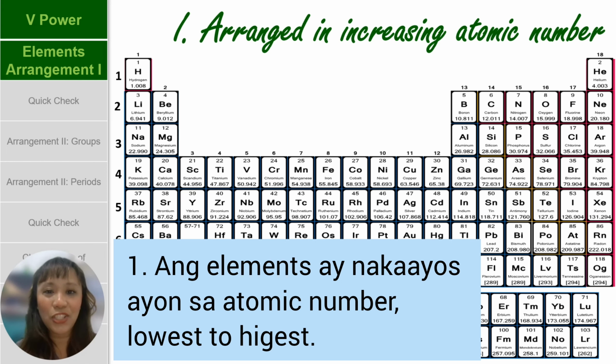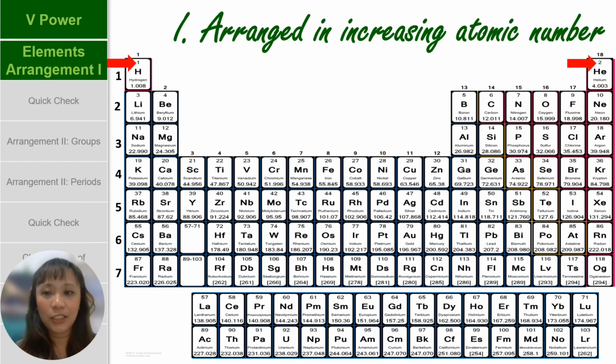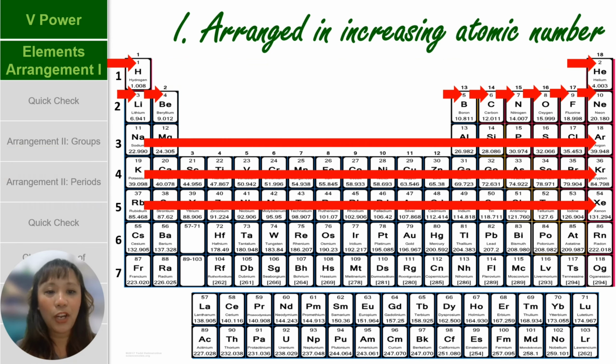First is arranged in increasing atomic number. Let me show you. That's element 1, 2, 3, 4, down to 54. Hydrogen has 1 proton, right? We discussed that the atomic number is equal to the number of protons. Then, ang helium naman has 2 protons, so atomic number 2. Then down to 54. Gapadamo ang gapadamo.